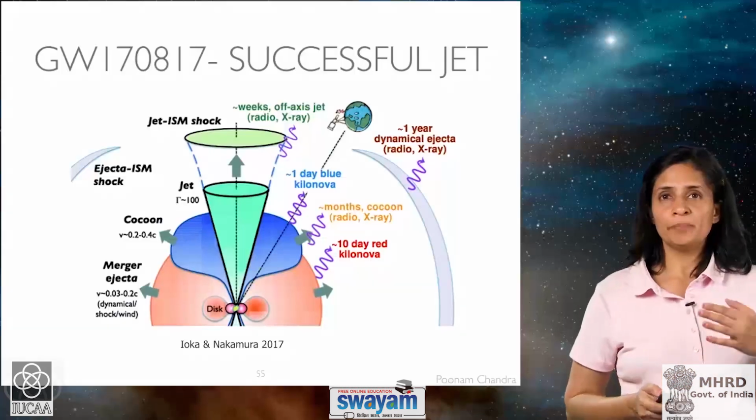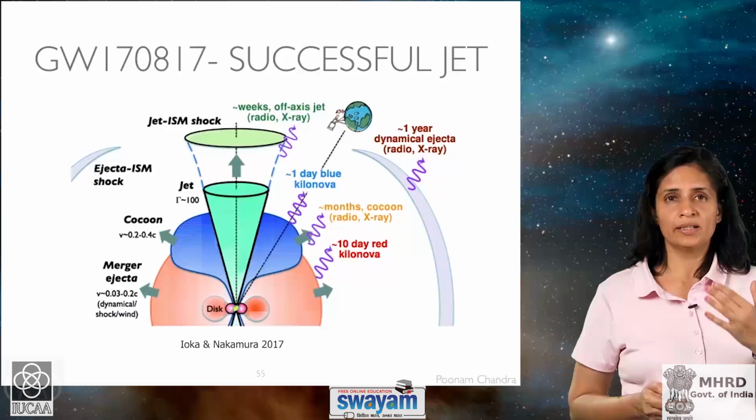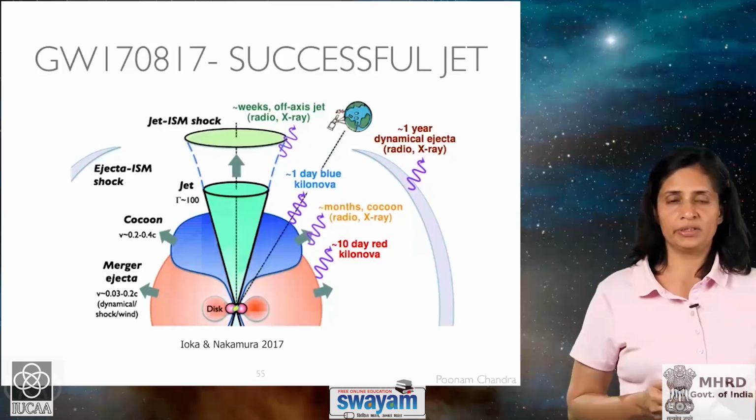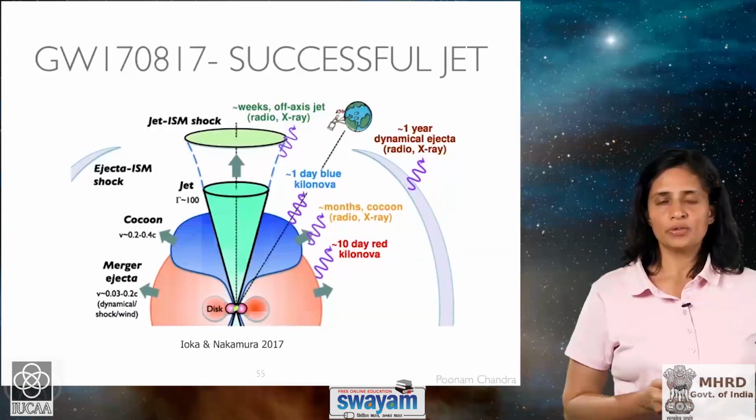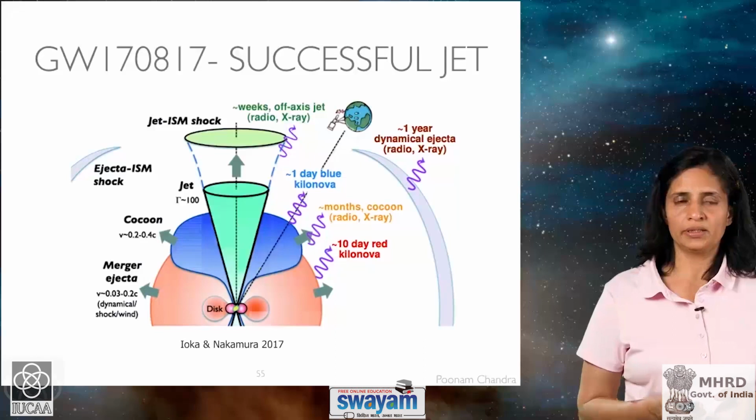So, this is a very big event and a big victory for astronomers, because they understood, and in 2017 the Nobel Prize was given for gravitational wave detection. So, it is a very important discovery.